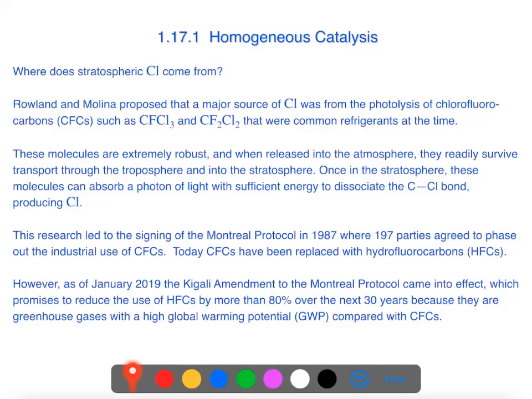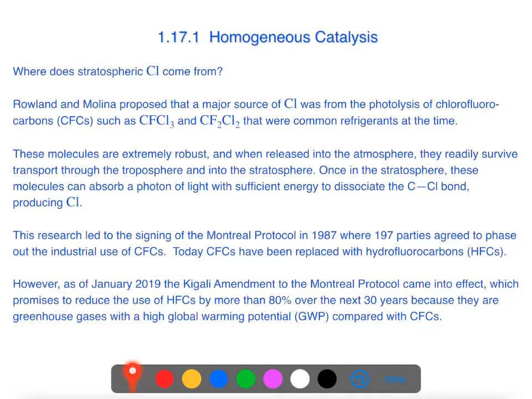However, as of January 2019, the Kigali Amendment to the Montreal Protocol came into effect, which now promises to reduce the use of HFCs by more than 80% over the next 30 years, because they are considered greenhouse gases with a high global warming potential compared with those original CFCs. So even today, we're still looking for substitutes for CFCs and now HFCs that are less harmful to our overall environment. So this is one example of homogeneous catalysis.